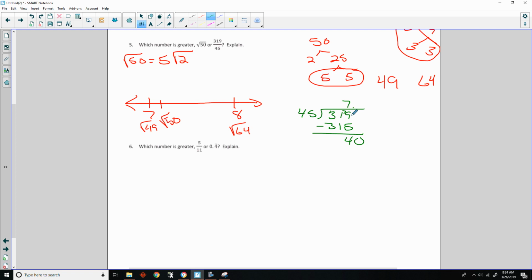Bring down a 0. 45 will not go into 4, so I bring down another 0, 400. And I would say maybe 8. 5 times 8 is 40. 8 times 4 is 32, plus 4 is 36. And 400 minus 360 is 40. And so now that's going to keep repeating. So it's going to be 7.08 repeating.